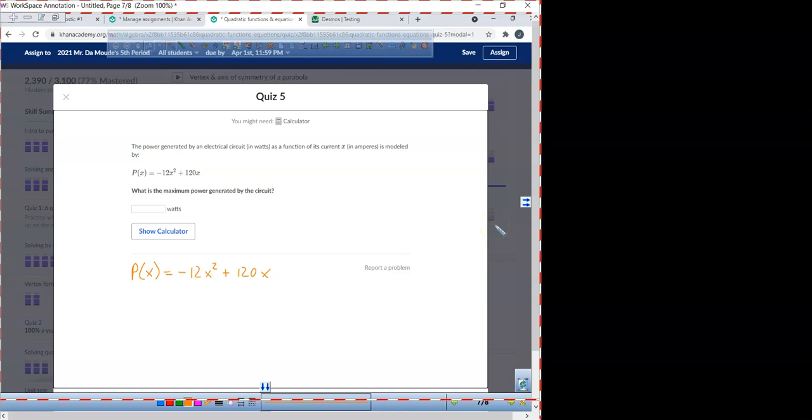What are we looking for, people? Maximum power. Yes, effort in the class. We're looking for maximum power.